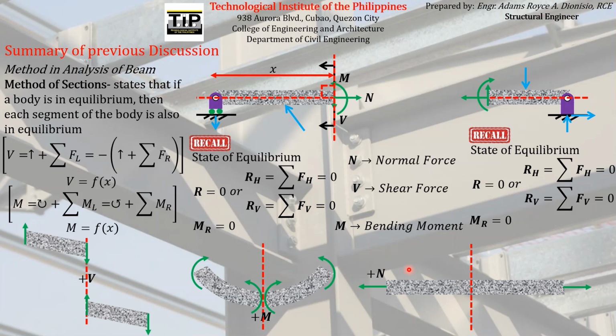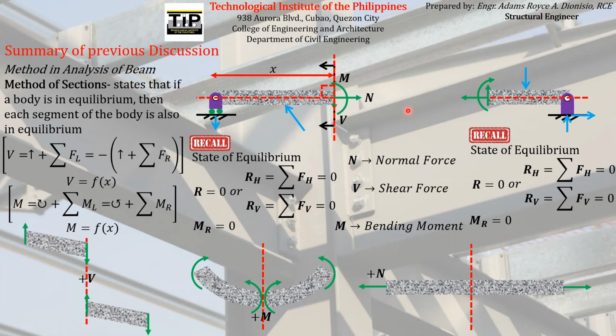So we can actually use this method, the method of sections, if you want to find the internal forces, the shear force, normal force, and bending moment acting along the beam at any particular point. We can use this technique or this method if you want to.